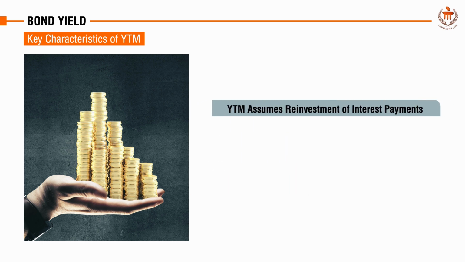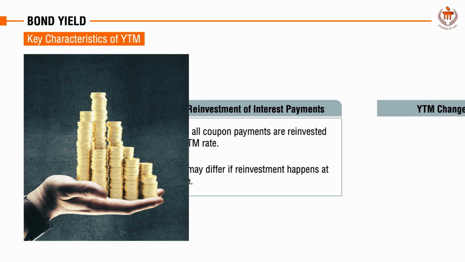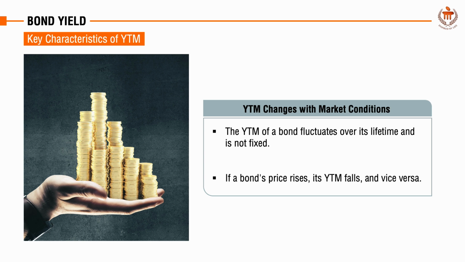YTM assumes reinvestment of interest payments. A fundamental assumption when calculating YTM is that all coupon payments are reinvested at the same YTM rate. This means the actual return could differ if reinvestment happens at a different rate. YTM changes with the market conditions. The YTM of a bond is not fixed over its lifetime. It fluctuates with changes in the bond's market price. If the price of a bond rises, its YTM falls and vice versa.